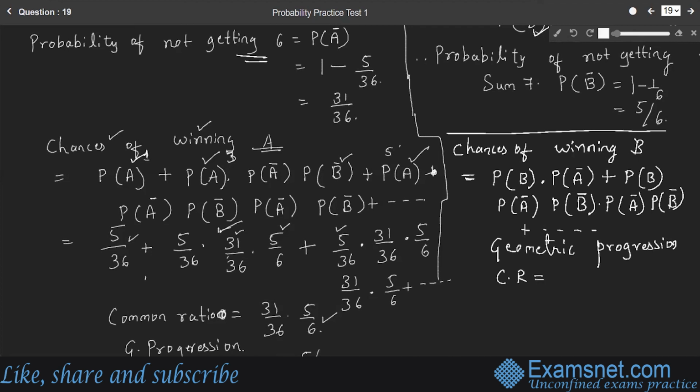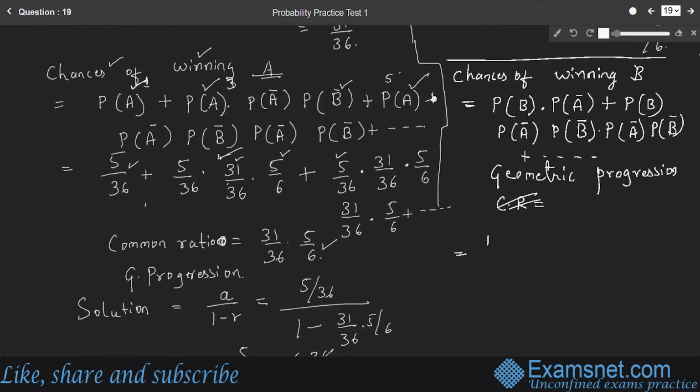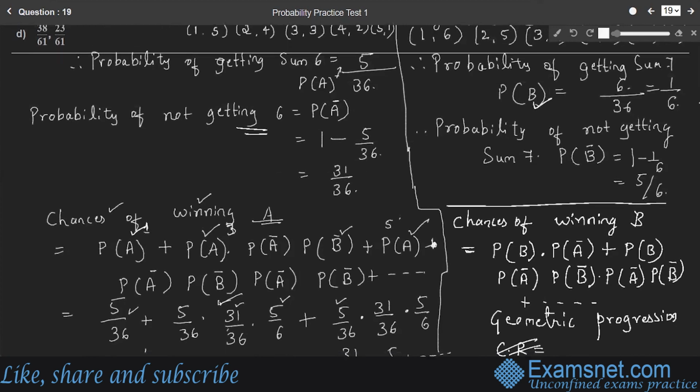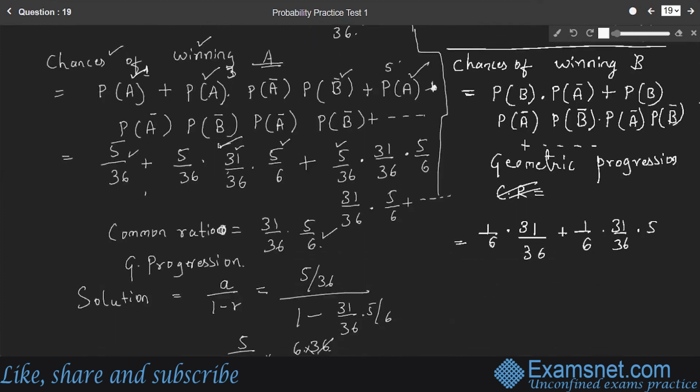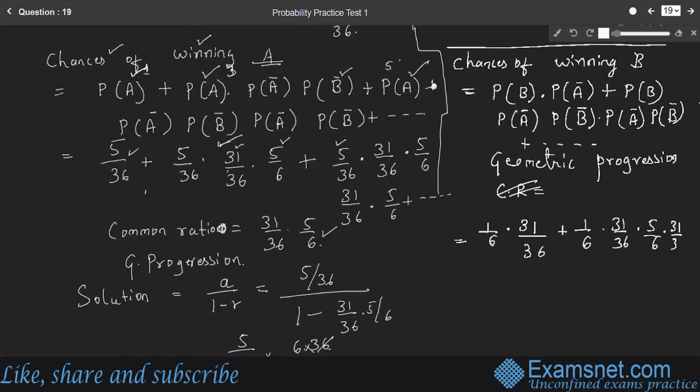whose common ratio is equal to, so what's the common ratio if you substitute the values here? Better to substitute the values before taking common ratio. Here probability of B is 1 by 6 into probability of not getting sum 6 is equal to 31 by 36, plus again probability of B is 1 by 6 into probability of not getting sum 6 is 31 by 36, into probability of not getting 7, which is 5 by 6, right? Into probability of not getting sum 6, 31 by 36, not getting 7, 5 by 6, and it continues.